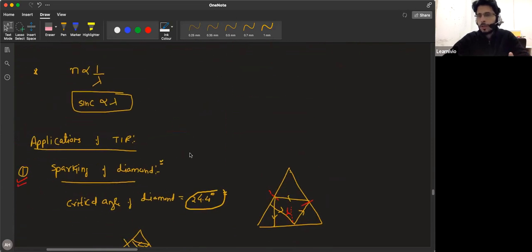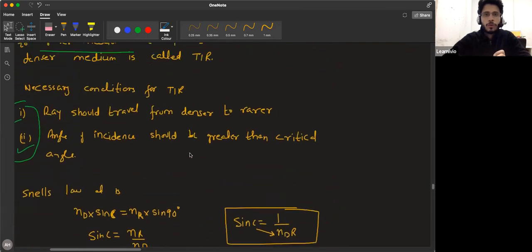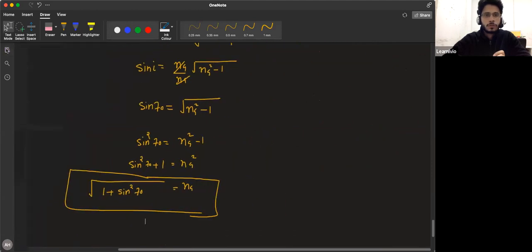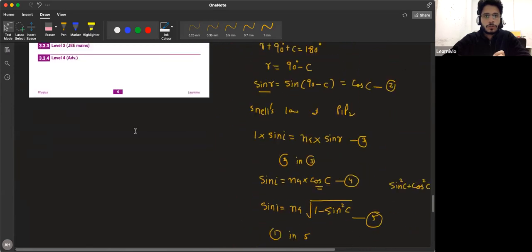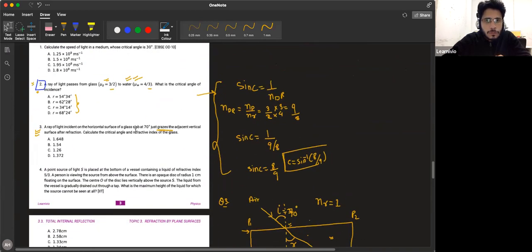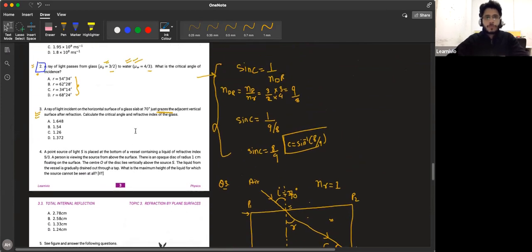We did one numerical on TIR also, the numerical which uses one TIR and one refraction. That's a common type of question that one can get in TIR. There's one more question on TIR, and that question is in the assignment. This is an important question. This was in previous years of CBSE, NEET, JEE, and all exams.